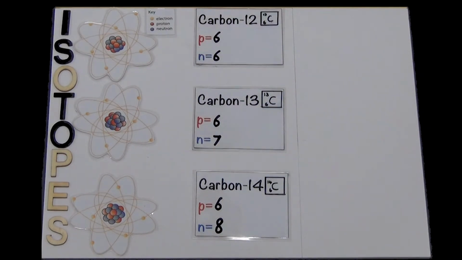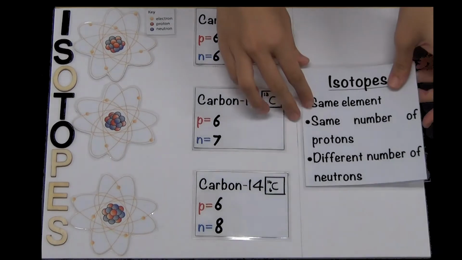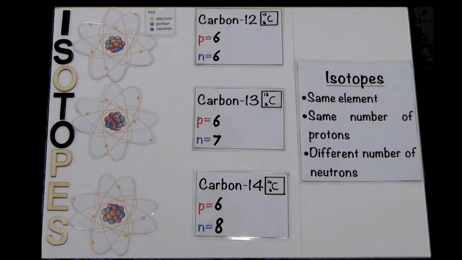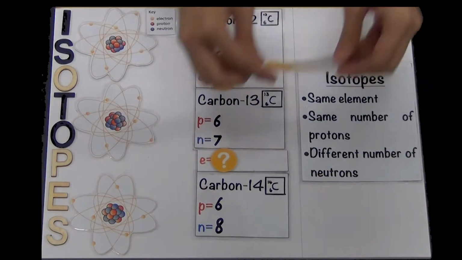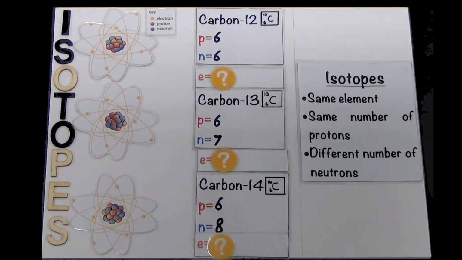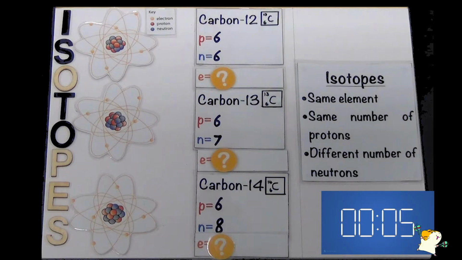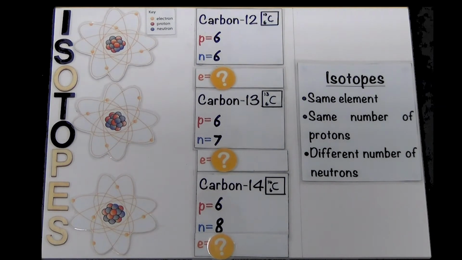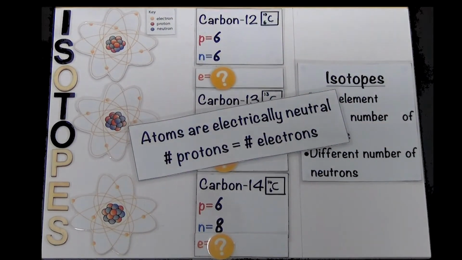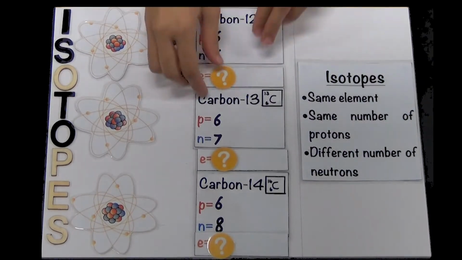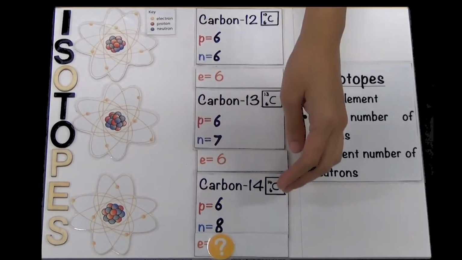We call these carbon atoms isotopes. Isotopes are atoms of the same element with the same number of protons but different number of neutrons. How about the electrons? Can you predict the number of electrons each of these isotopes have? Remember that atoms are electrically neutral. This means that the number of protons is equal to the number of electrons. Therefore, they all have the same number of electrons, 6 of them.